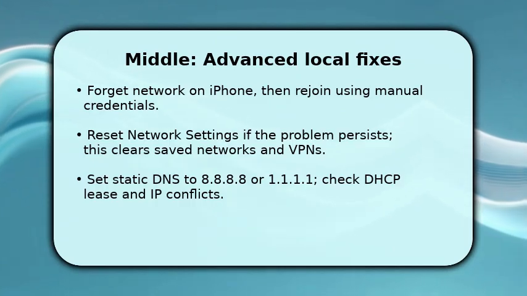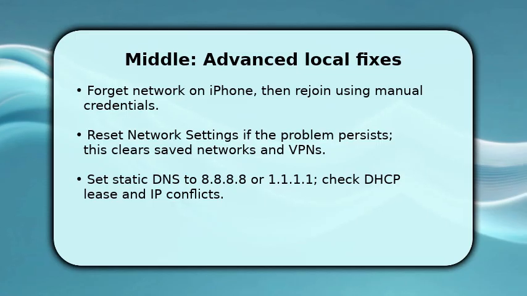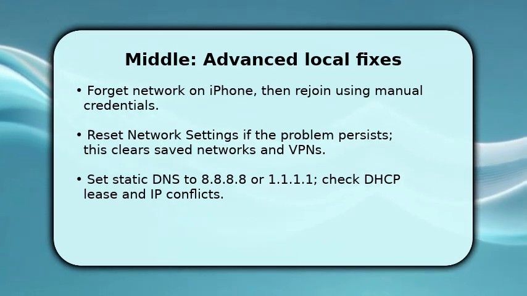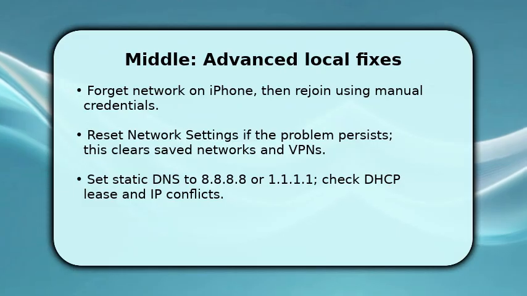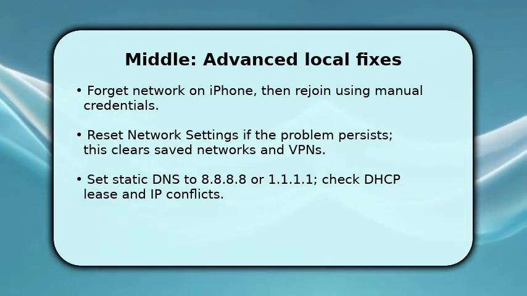Also check the router's DHCP assignments for IP conflicts and try setting DNS to 8.8.8.8 or 1.1.1.1 on the iPhone to bypass.